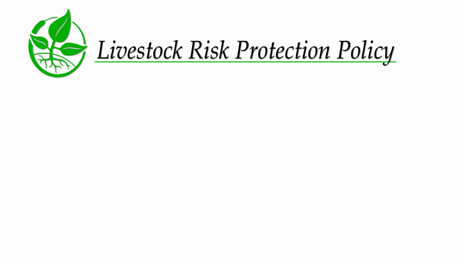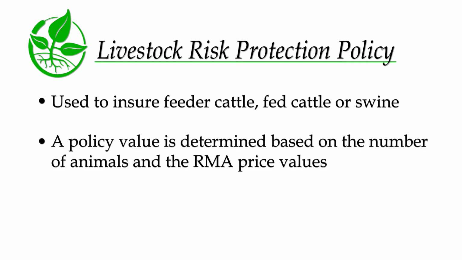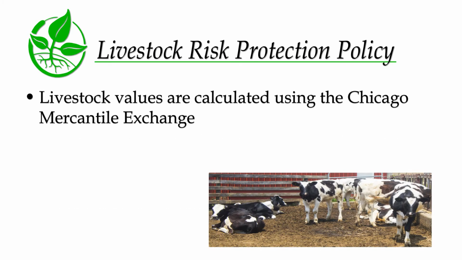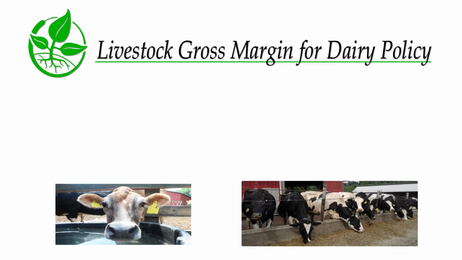Another policy is the Livestock Risk Protection Policy. It can be used to insure feeder cattle, fed cattle, or swine. A policy value is determined for your livestock based on the number of animals and the Risk Management Agency's price values. You set a guaranteed value when you choose a coverage level. Livestock values at the end of the insurance period are calculated using the Chicago Mercantile Exchange. If the calculated value at the conclusion of the insurance period is below your guaranteed value, then the policy pays an indemnity.